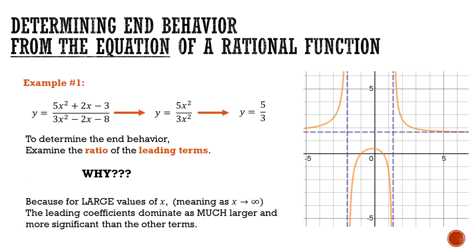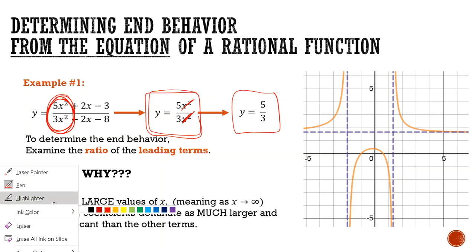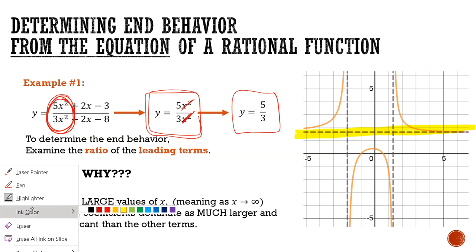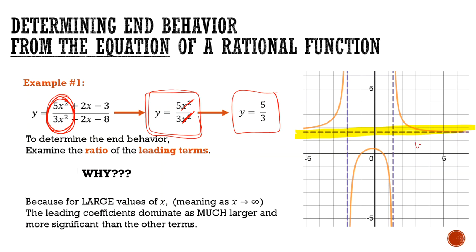A lot of this came on the screen at once. We're going to focus on these leading terms, and it simplifies to this. Well, x squared divided by x squared is just 1, leaving us with y equals 5/3. And what's neat is if you look over at the graph, we have this horizontal asymptote, and when I drew that line, it's at y equals 5/3.